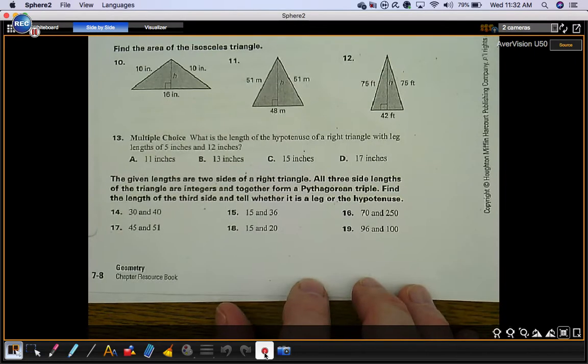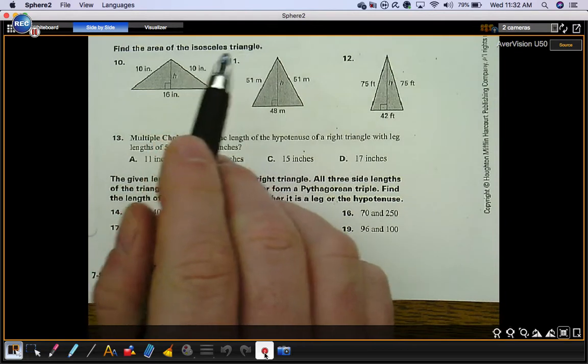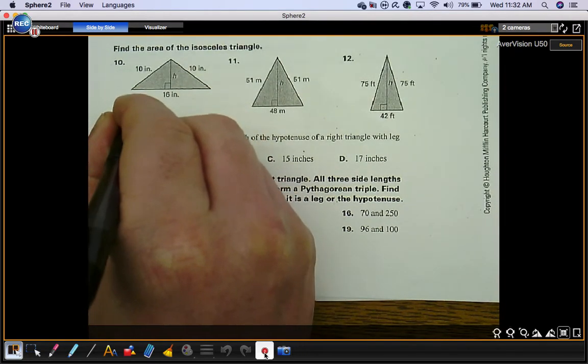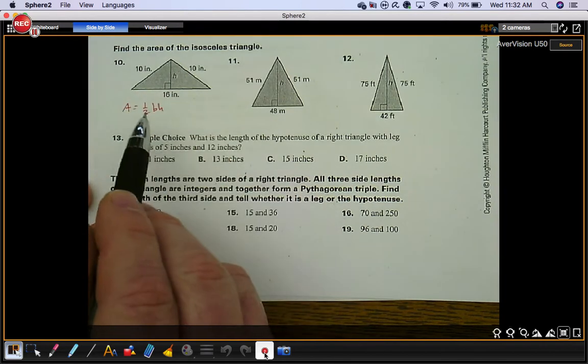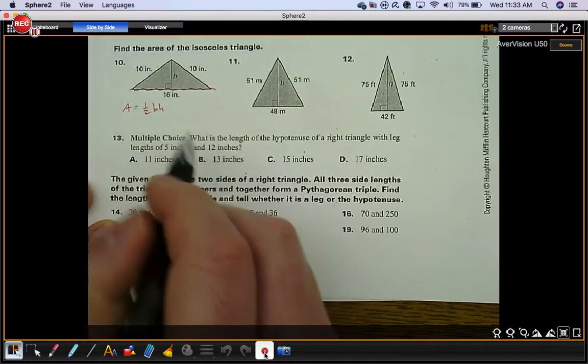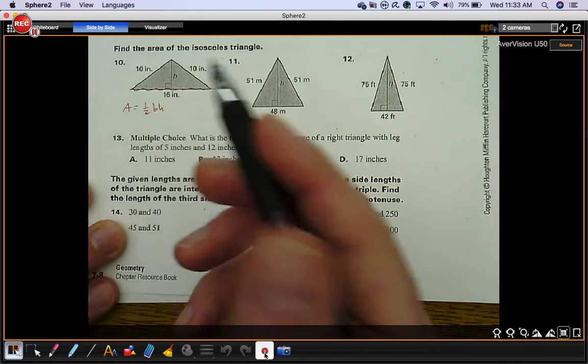This is practice A for section 7.1. We're going to find the area of the isosceles triangle. So remember how you do these ones. Area of a triangle is 1/2 base times height. Your base being this length, the height being that length, and you don't have it.